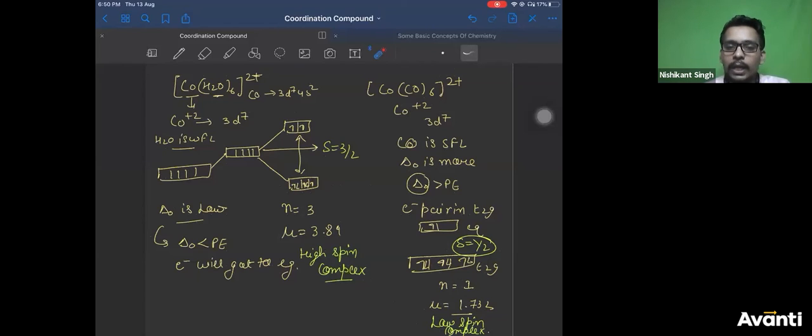If delta O and pairing energy are equal, then there will be an equilibrium between high spin and low spin complex, Vijay Kumar. There will be an equilibrium between these two. They will shuffle. You will get both. The point where high spin gets converted into low spin is called the crossover point. I'll discuss all that in the advanced class, Vijay Kumar. Not here.